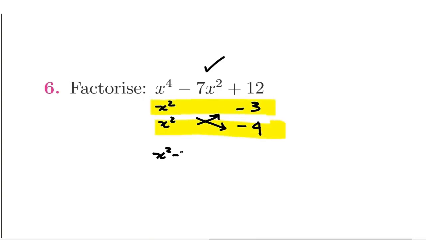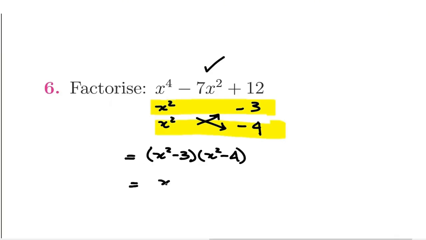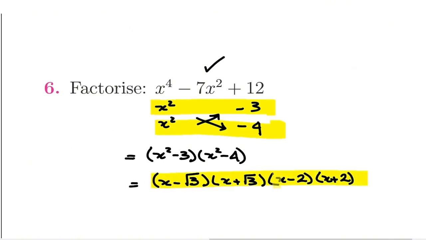x squared minus 3 and x squared minus 4. You might say that even if I take it like this instead of horizontally, the same terms come up. But in some questions, the coefficient of this will be different. That's why you'll need to take it this way. The check is done diagonally, but it's taken horizontally. From here, we can factor this as x minus square root of 3, x plus square root of 3. We can also factor x squared minus 4 into x minus 2 and x plus 2.